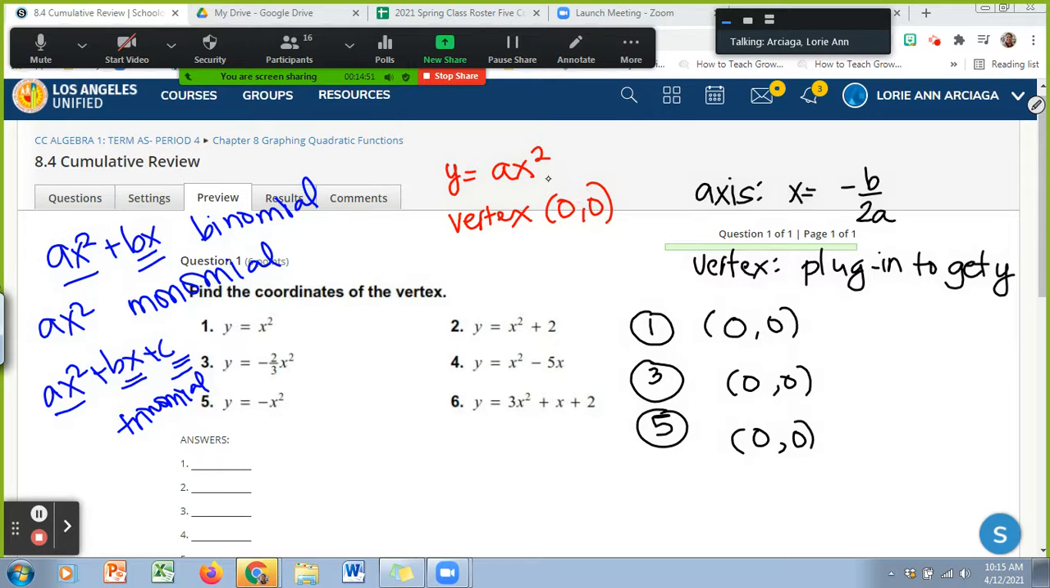Because the value of a only makes your graph vertically stretch or shrink, right? It doesn't have any vertical translation or anything. So, what do numbers 1, 3, and 5 have in common? Why is their vertex 0, 0? Can you tell me what the correct answer now is? Is it because it's a binomial, a monomial, or a trinomial? Type that in the chat pod. The more students who type that in the chat pod, the better, so we would know if we're getting it or not.